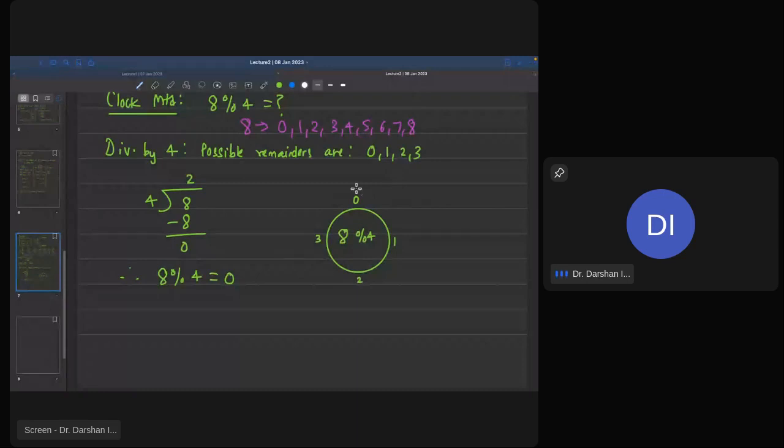0 to 1, then 1 to 2, then 2 to 3, 3 to 4. I'm not saying 0. I'm talking about these numbers, the pink numbers. 0, 1, 2, 3, 4, 5.